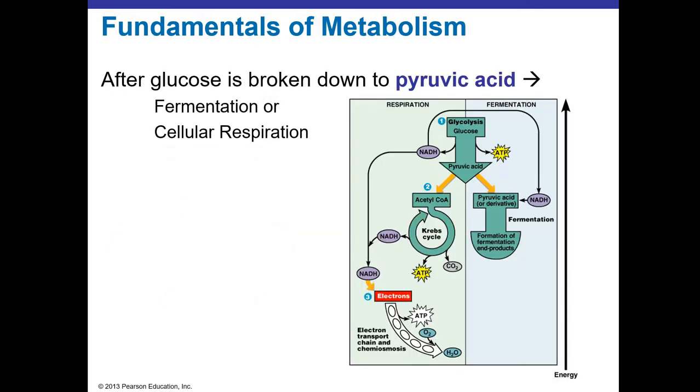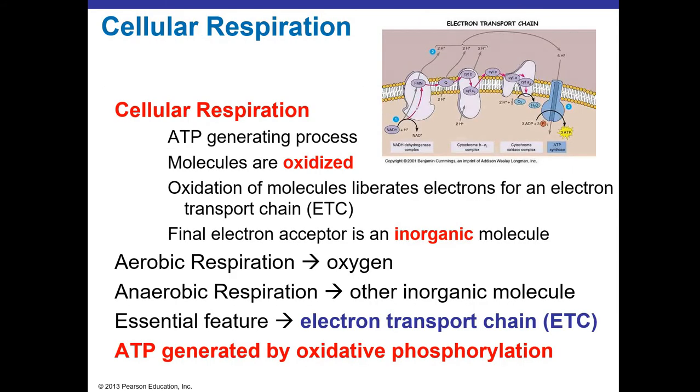So, as I said, we're going to have this important decision of we've made pyruvic acid, and now what do we do? So for the rest of this discussion, we're going to go down the left-hand pathway and talk about respiration. In part B, we'll talk about fermentation. So cellular respiration is going to generate ATP. Molecules are going to be oxidized. Again, most of metabolism is just taking in something highly reduced and just keep oxidizing it and oxidizing it. So the oxidation of molecules is going to help liberate the electrons for the electron transport chain.